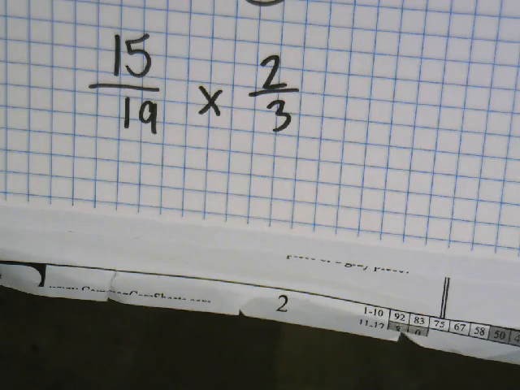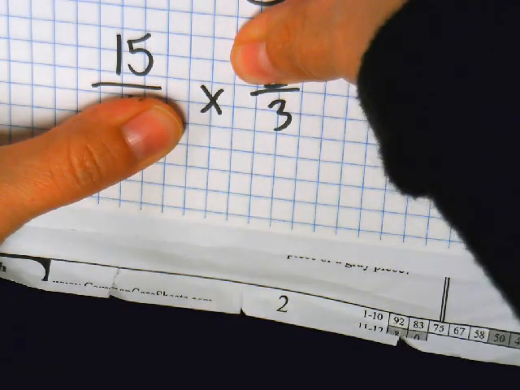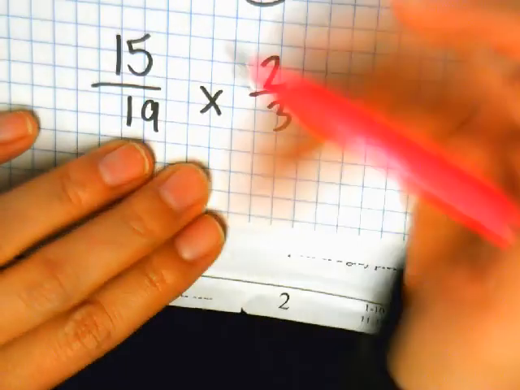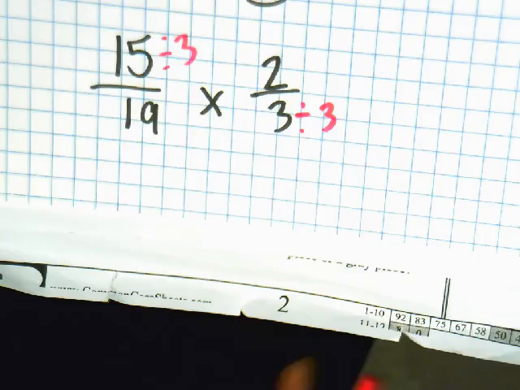Okay. What can I divide 15 and 3 by? 3. So in this corner, what can I simplify 15 and 3 by? 3. So I'm going to say, oh, I can simplify by 3. I can simplify by 3, Miss Amelia. So I'm showing my work.